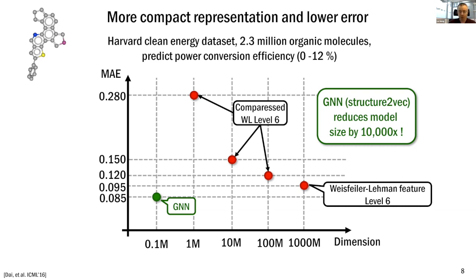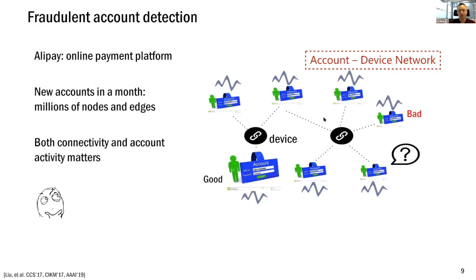So this is one application where you take the entire graph and try to make a prediction about the property of the entire graph. There's another application, on a more social and bigger-scale network scenario: the fraudulent account detection problem. I've worked with Alibaba previously on an online payment platform problem. You try to detect whether a particular online payment account is a fraudulent account or not.